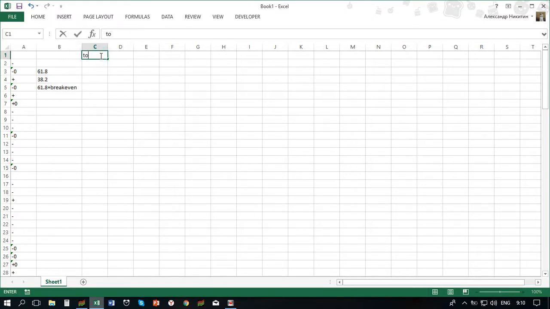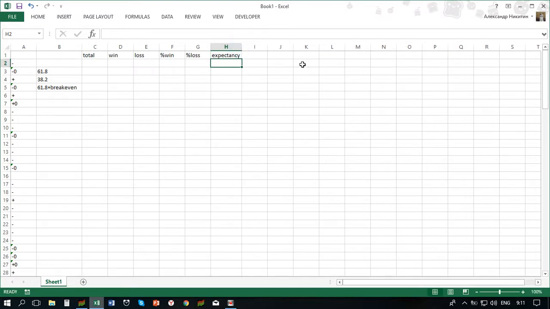What we will need: total trades, then winners, then losses, then percent of win, then percent of loss, and then expectancy. And somewhere in this, we will need the largest win, smallest win, because of target adjustment, and average win.